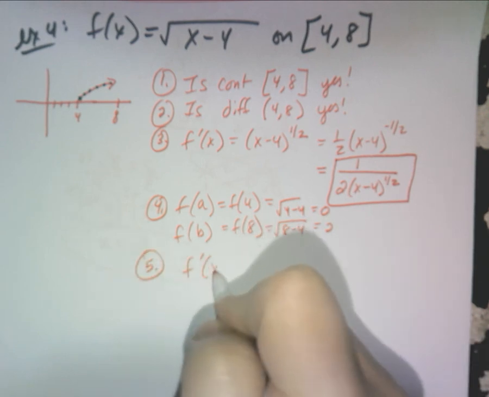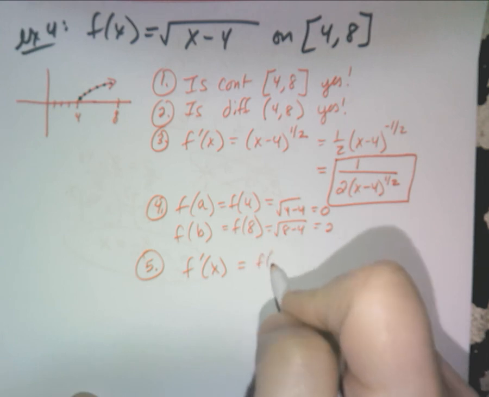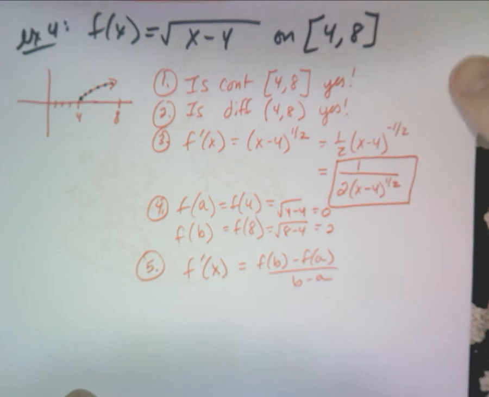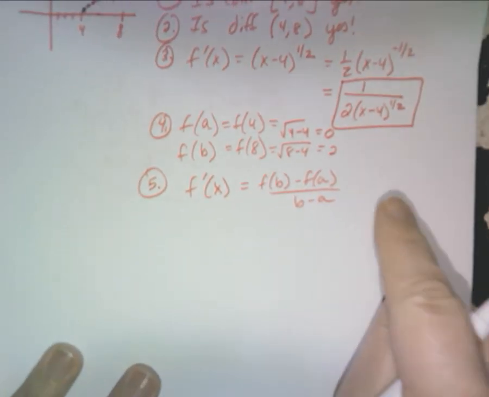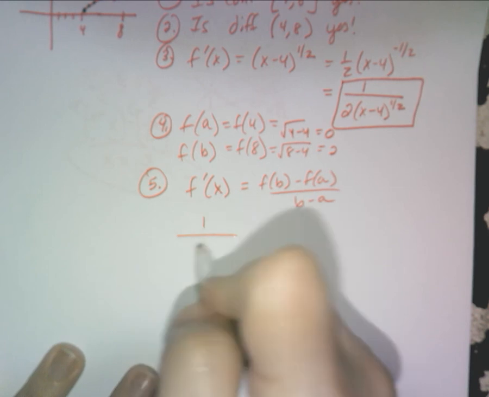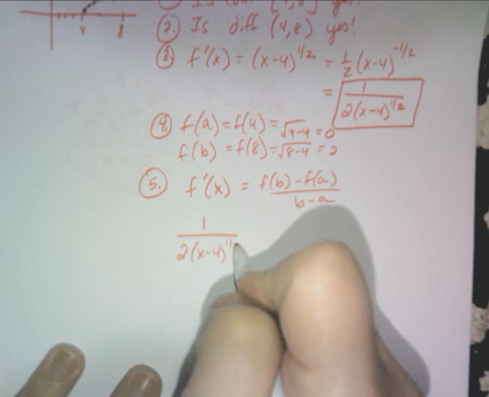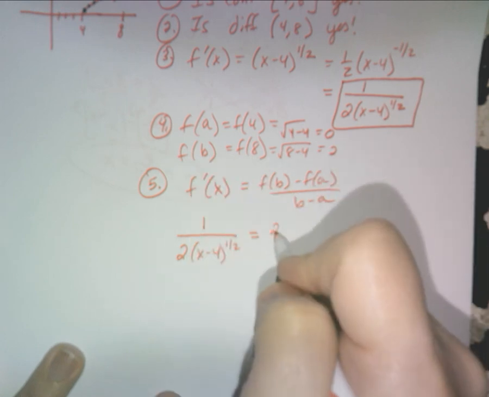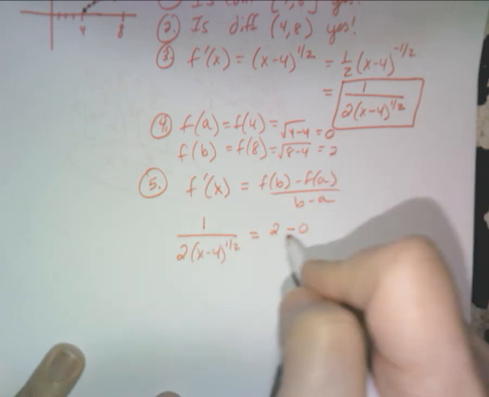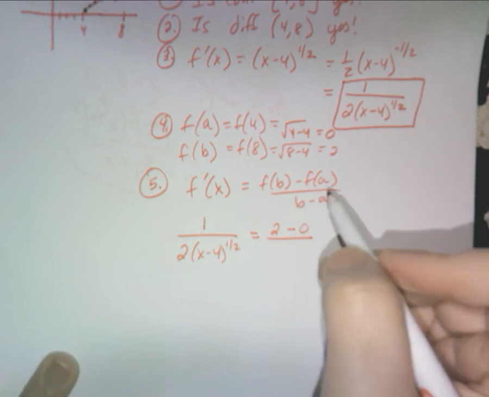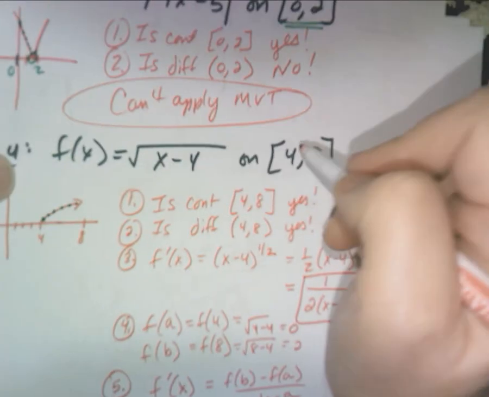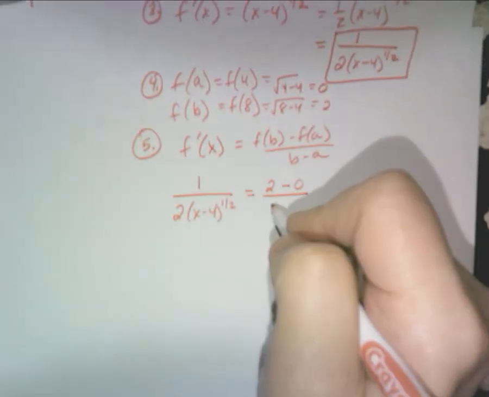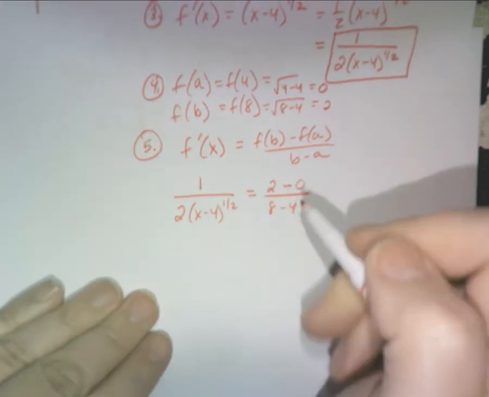Okay. And then step number 5, I just like steps. You set your derivative equal to the slope formula, f of b minus f of a over b minus a. So I'm going to take what I have right here, this lovely box, 1 over 2 times x minus 4 to the 1/2. And f of b, which I just found up here, is 2 minus f of a, which is 0, over b minus a. That goes back up here. This is a, this is b. b minus a would be what? 4. So what does that actually reduce to?